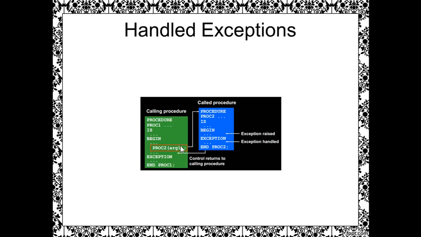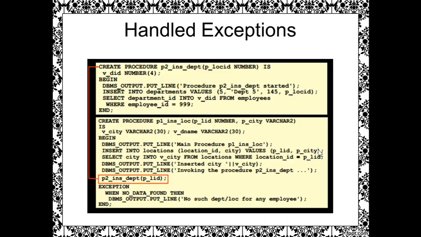The proc2 arg1 is the called procedure. Proc2 is begin, exception, and end proc2. This is the exception raised. This is the exception handled. And at the end of proc2, control returns to the calling procedure.